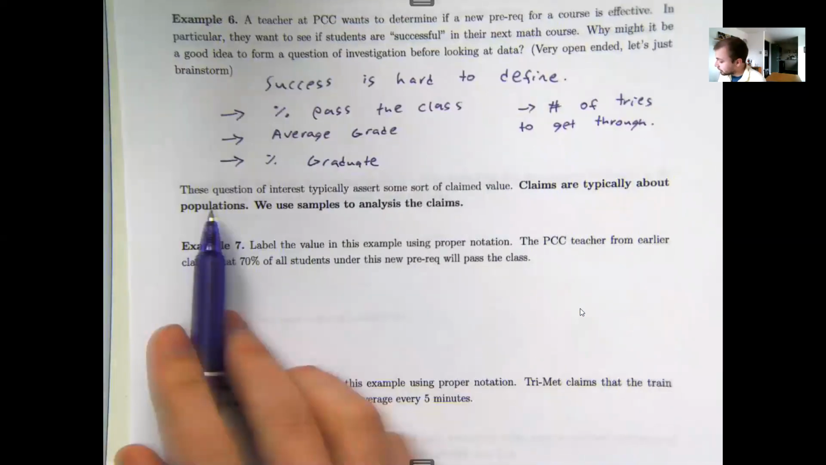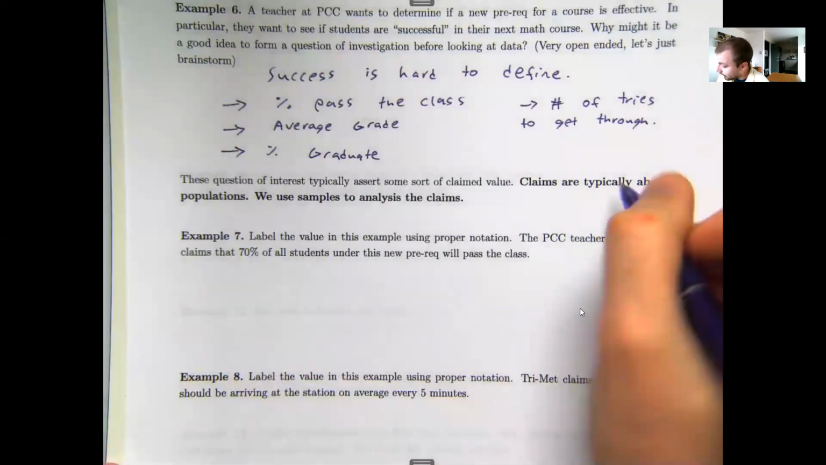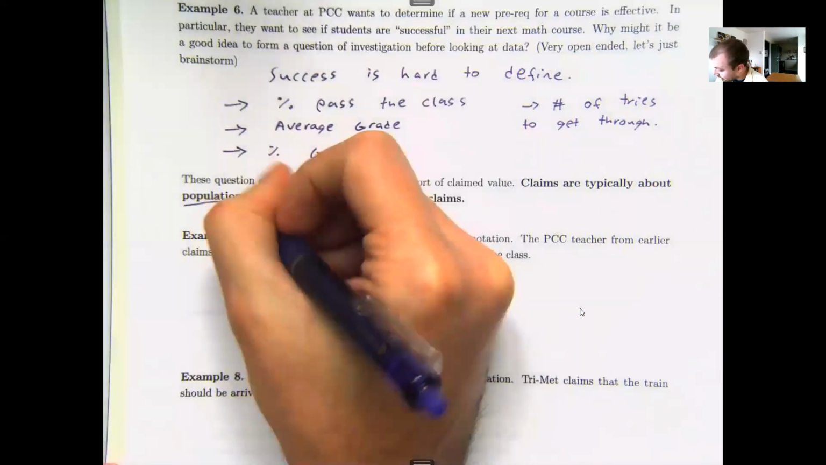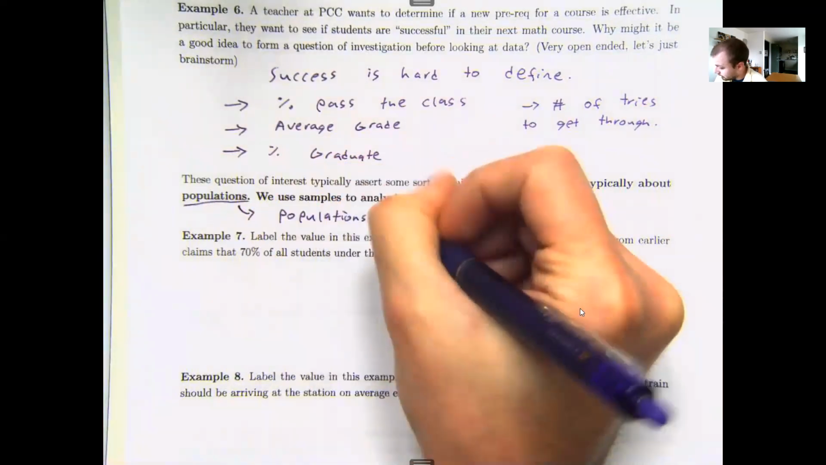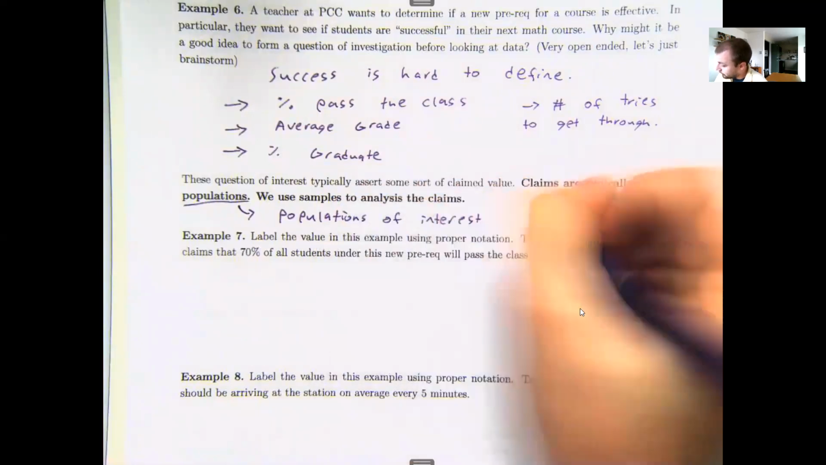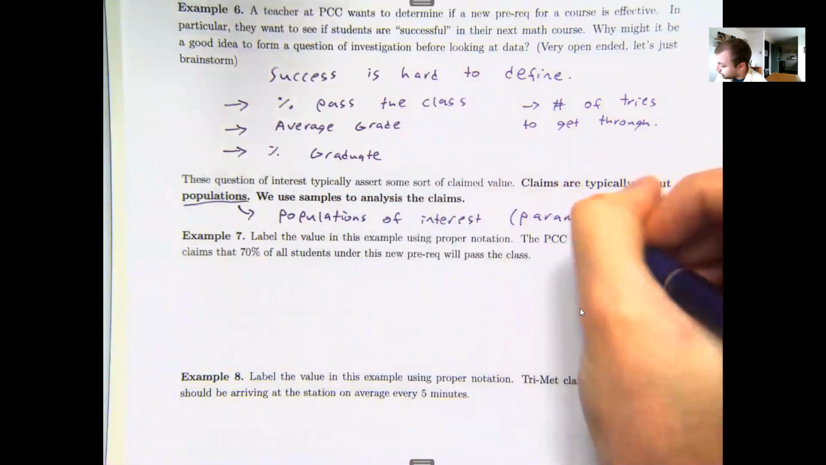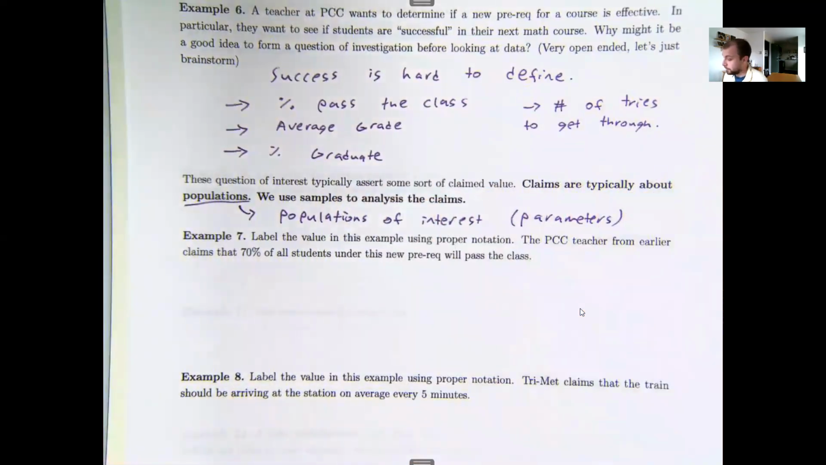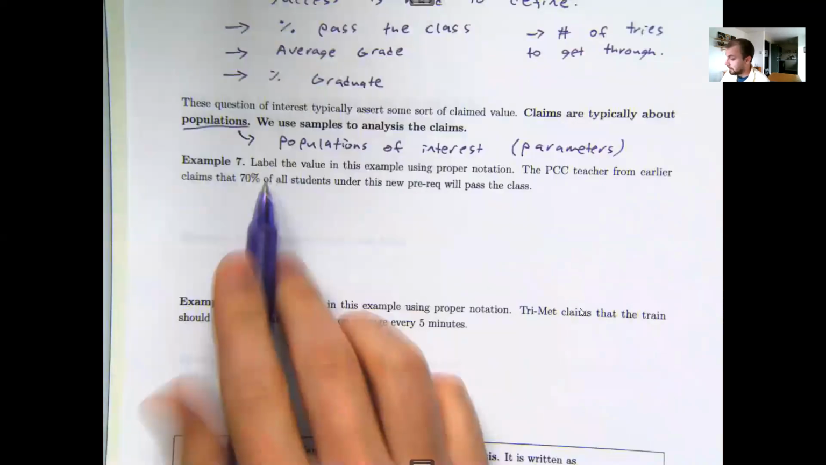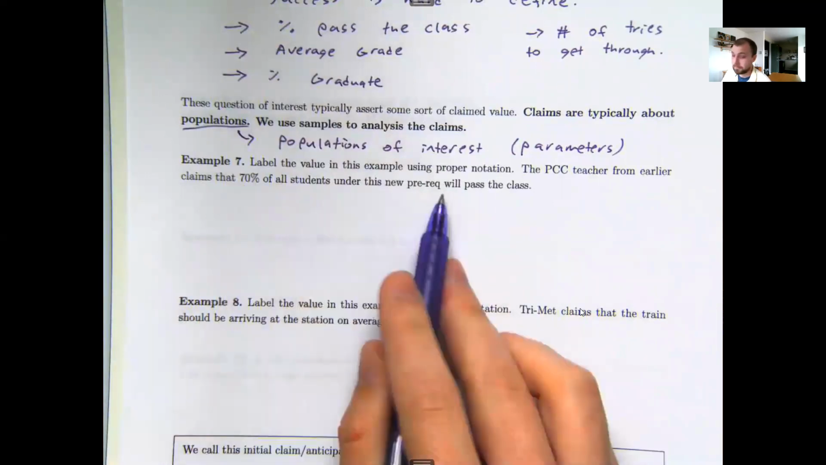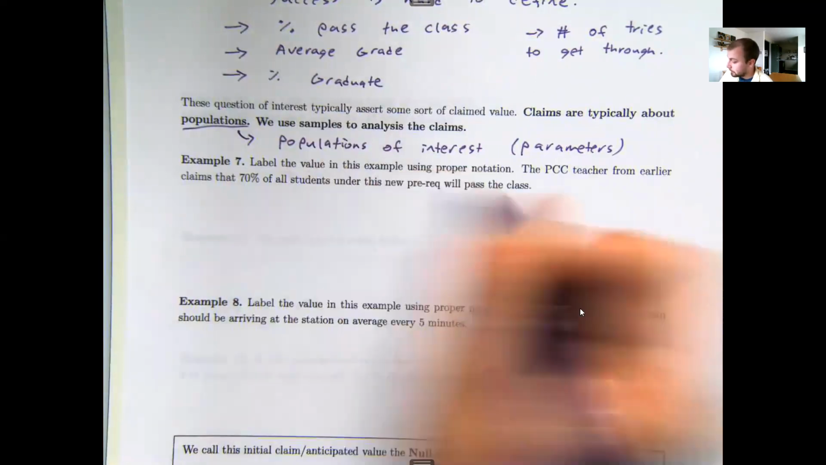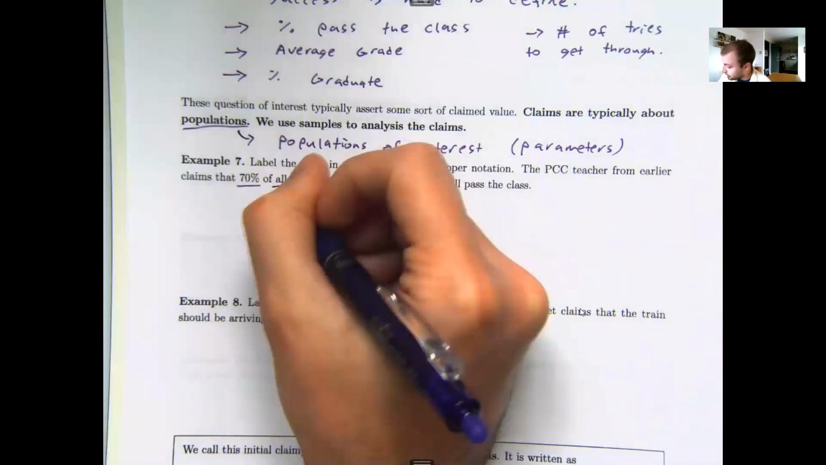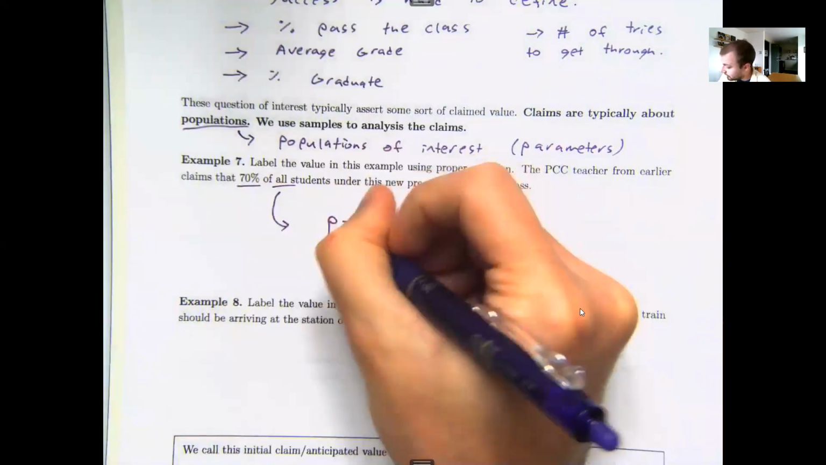And when I'm forming these claims, they are typically about populations. So I'm going to use this phrase again. Claims are about populations of interest. And if they're about population, they're going to be involving parameters. So labeling values. The PCC instructor from earlier claims that 70% of all students under the new prereq will pass the course. So this sounds like they're defining success based off of pass rate. So all students, population of interest, it's a probability of 70%.